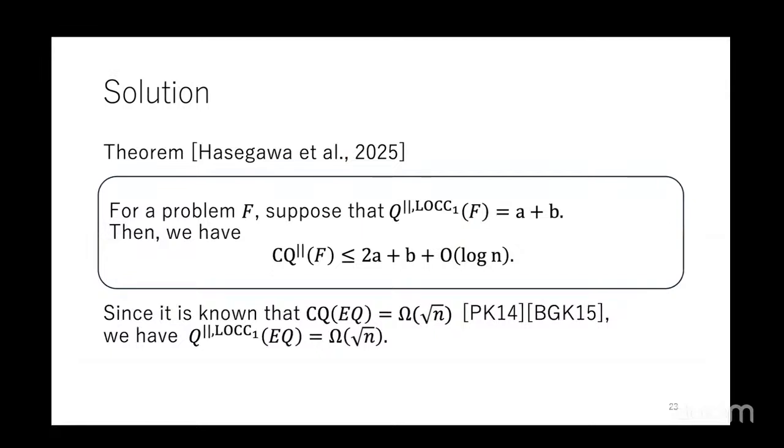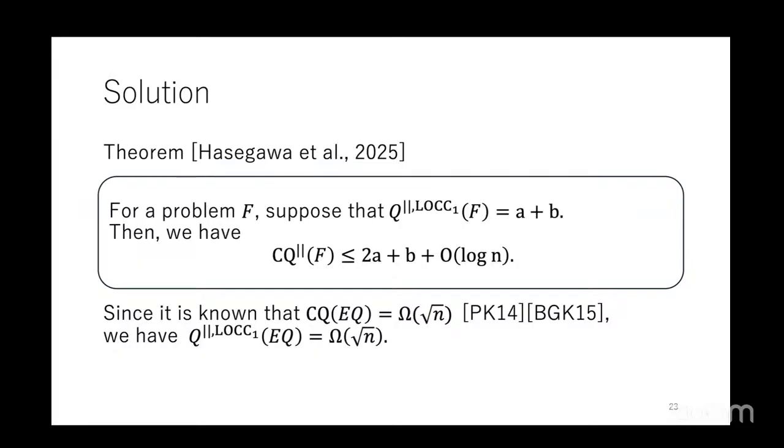So exploiting this technique, we show that suppose there exists a quantum one-way LCC SMP protocol for the function f, where Alice's message size is A and Bob's message is B. Then we can construct a hybrid SMP model where Alice's message is 2A plus order log n bits and Bob's message is B qubits.